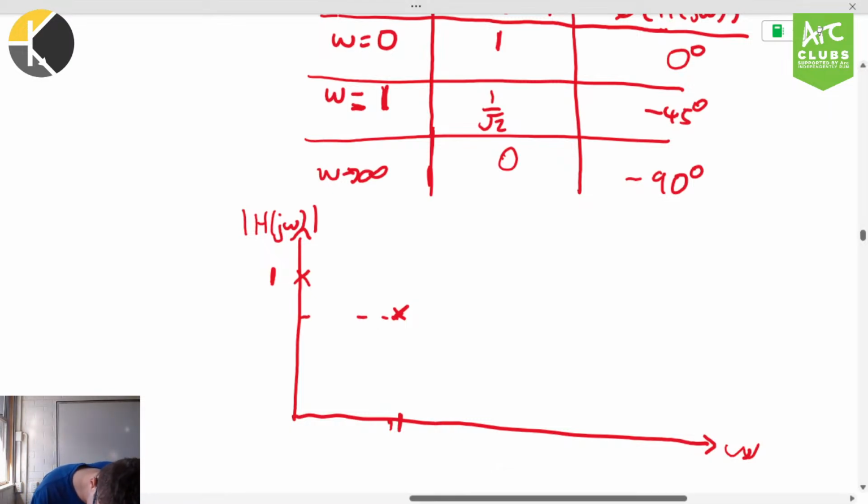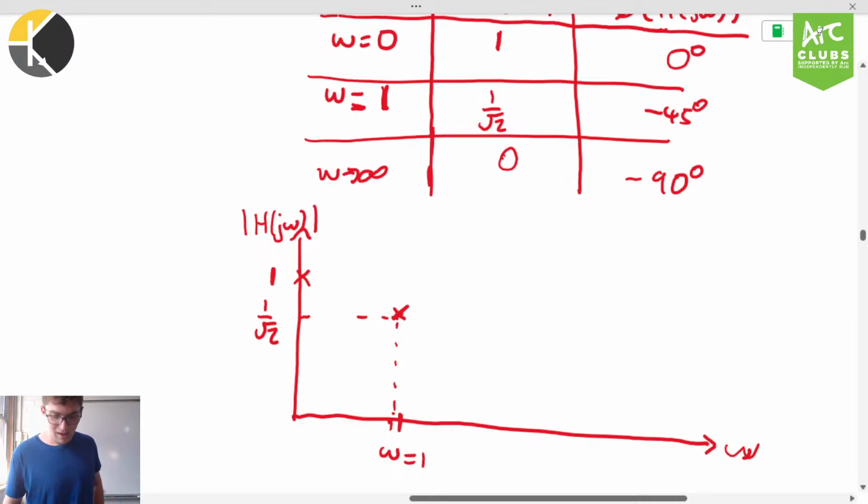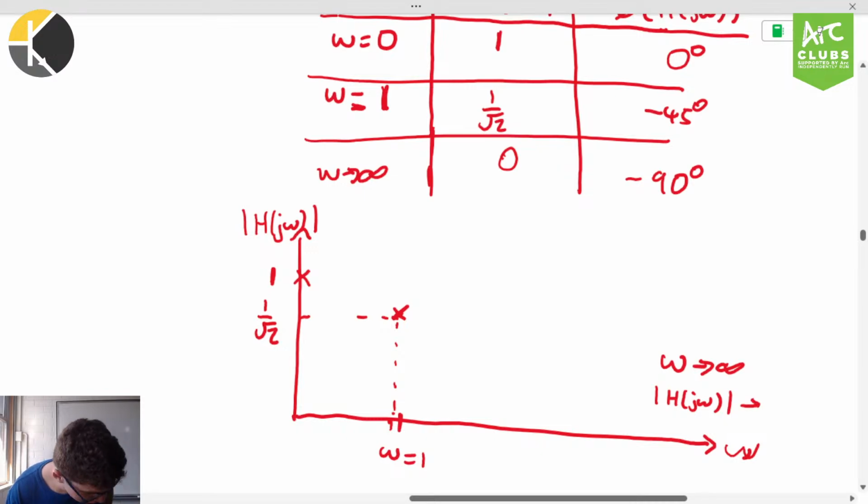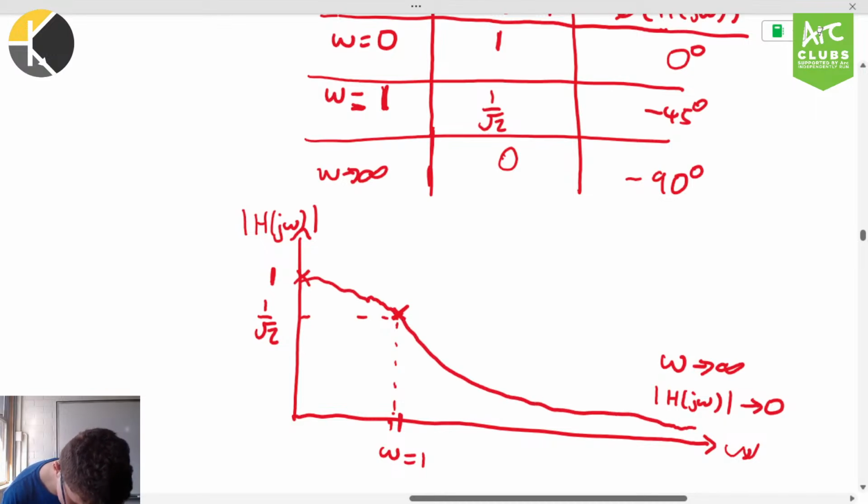Let's put this over here. This is 1 on root 2, and this is omega equals 1. Right? We should write as omega goes to infinity, magnitude of H(j omega) goes to 0. And then we just kind of have to connect the dots. You should have a familiarity with your points, of how it should look. It looks something like this, and we just write there.